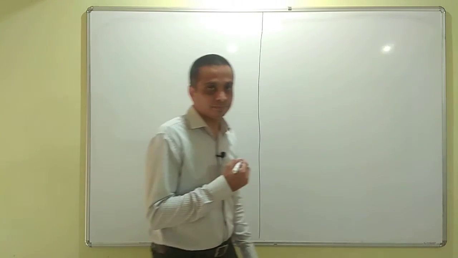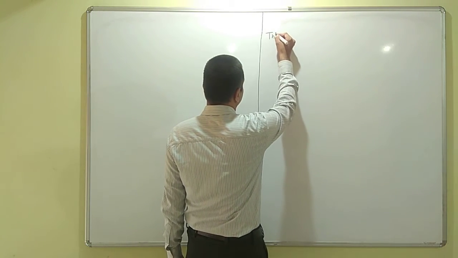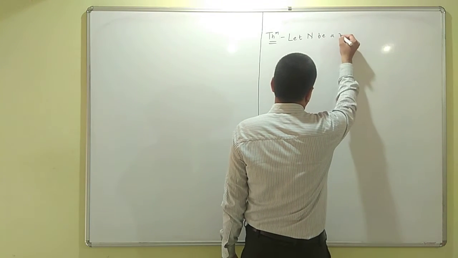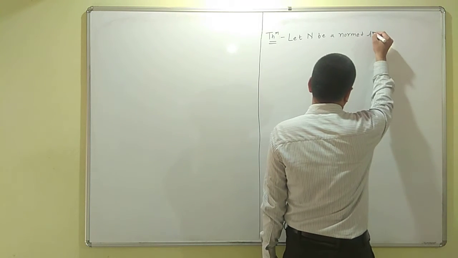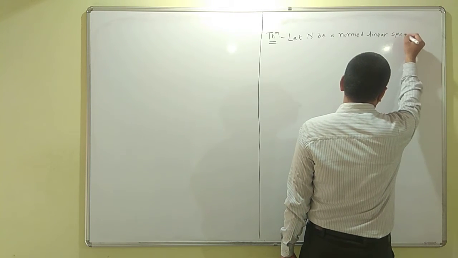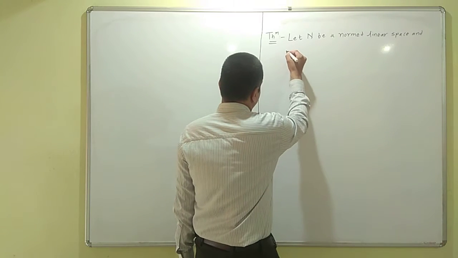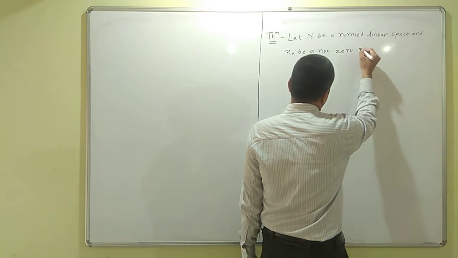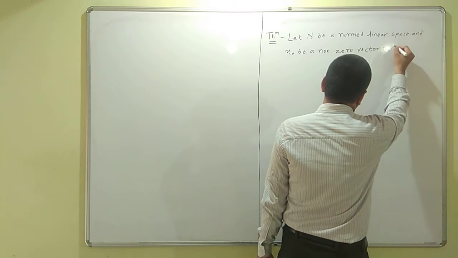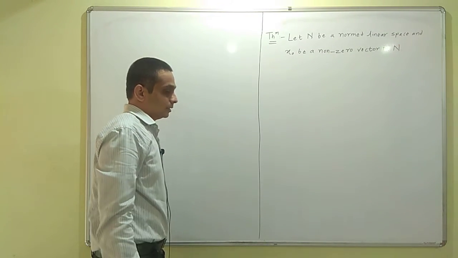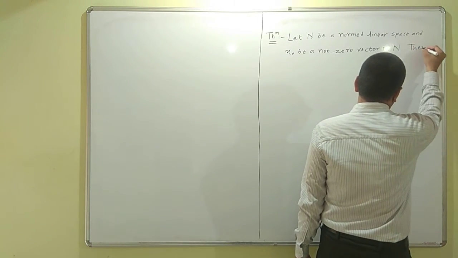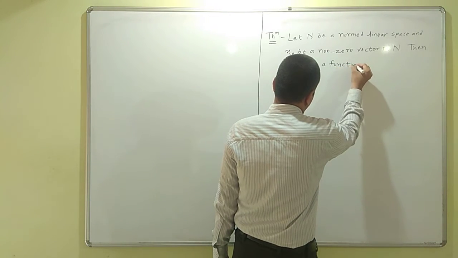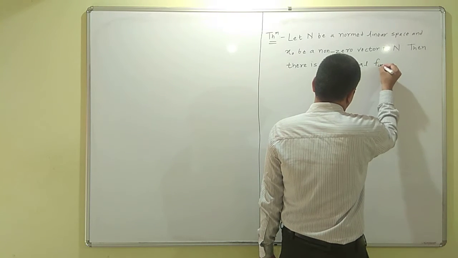We will study a theorem. Let N be a normed linear space and x0 be a non-zero vector in N. Then there is a functional f0 in N star.